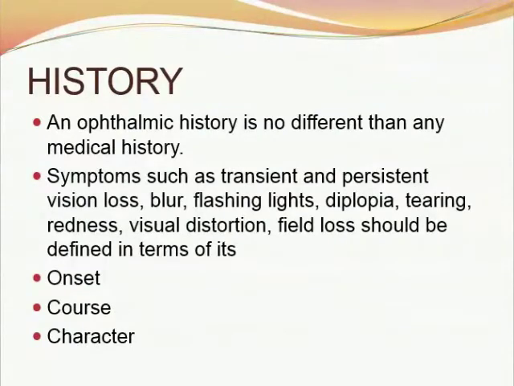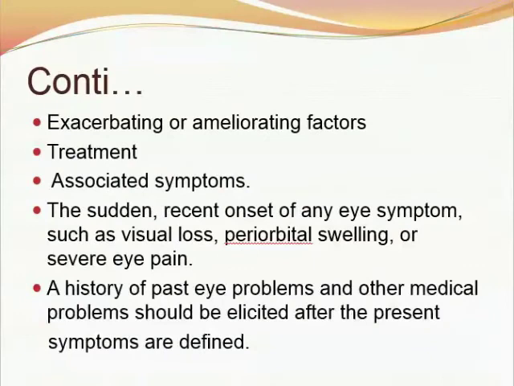So assessment begins with the history, and ophthalmic history is no different than any medical history. Symptoms such as transient and persistent vision loss, blurring, flashing lights, diplopia, tearing, redness, visual distortion, field loss should be defined in terms of onset, course, character, exacerbating or ameliorating factors, any treatment, and associated symptoms.